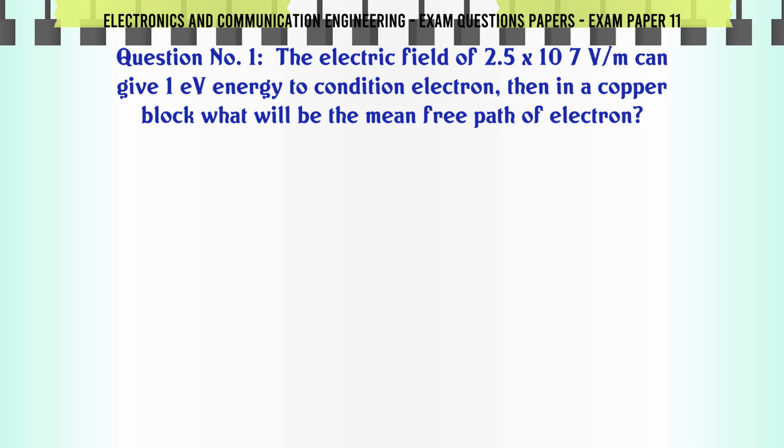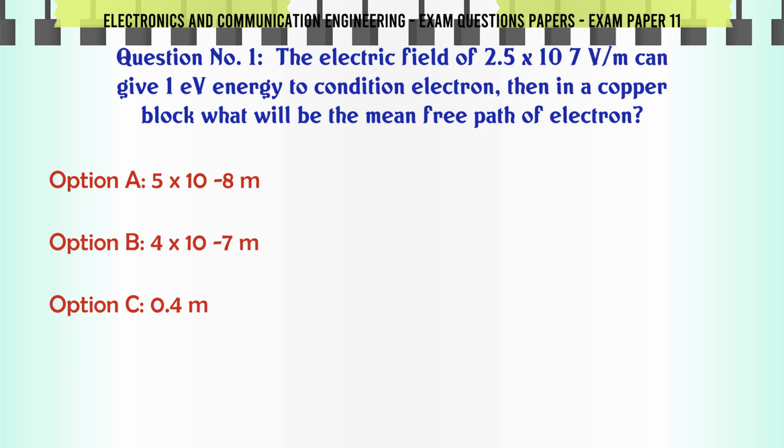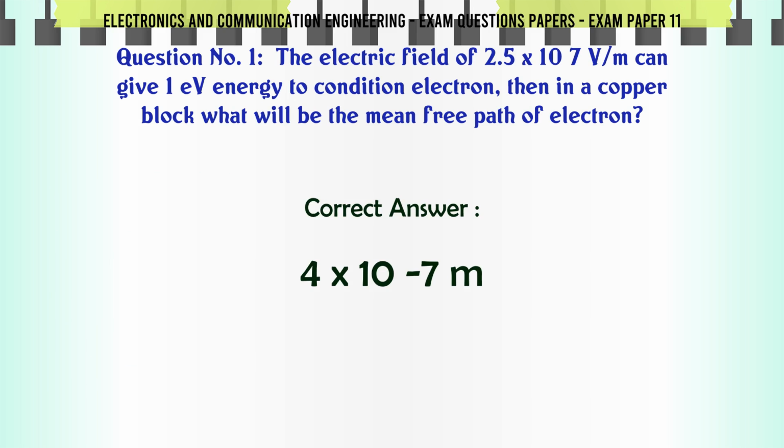The electric field of 2.5 x 10⁻⁷ V/m can give 1 eV energy to a conduction electron. Then in a copper block, what will be the mean free path of the electron? A 5 x 10⁸ m, B 4 x 10⁷ m, C 0.4 m, D 0.5 m. The correct answer is 4 x 10⁷ m.